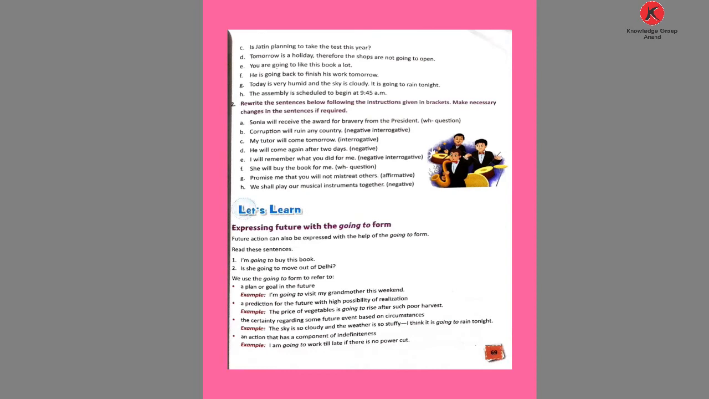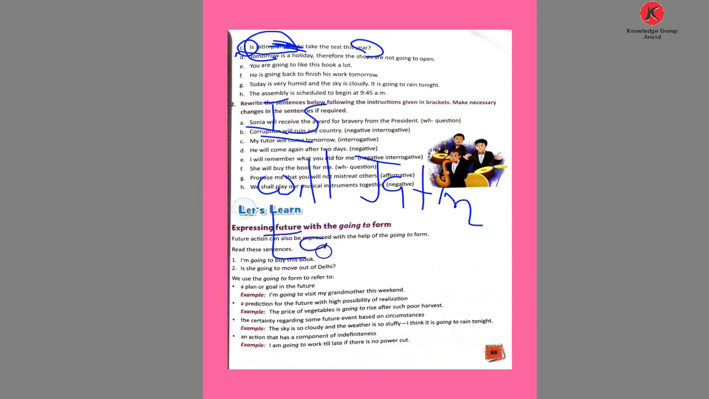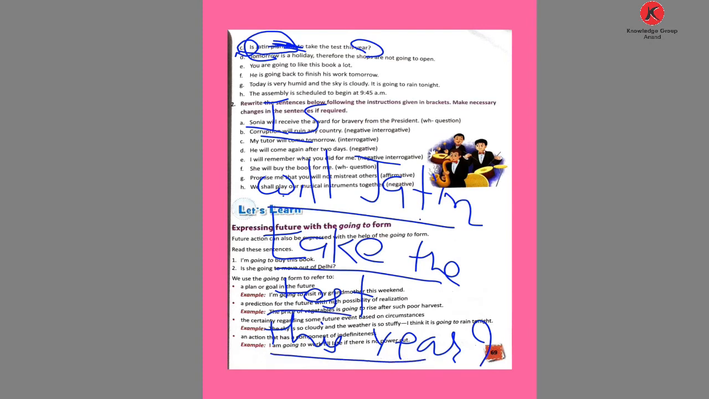Then the third one: Is Jatin planning to take the test this year? So this is a question, an interrogative sentence. So instead of using is, we use what? Will. Then Jatin, the same. Then what? Remove planning and to, only use take. Will Jatin take the test this year? And question mark. Will Jatin take the test this year? This is the sentence of C.